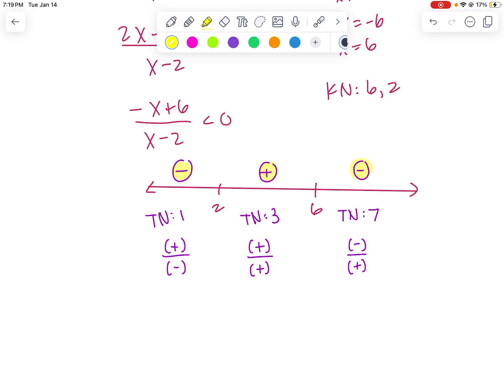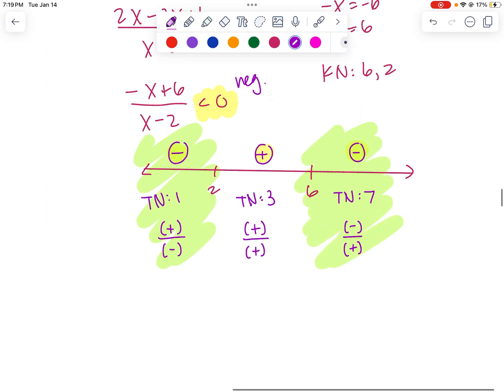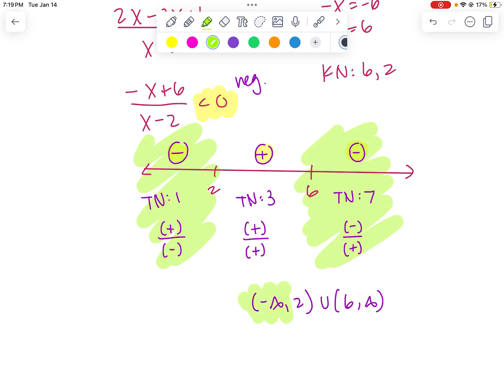And again, it looks like in my original problem, we were looking for negative values. So we're looking for the negative intervals. So here, then my answer choice is going to be negative infinity to 2, soft bracket, union 6 towards infinity. That's my answer.